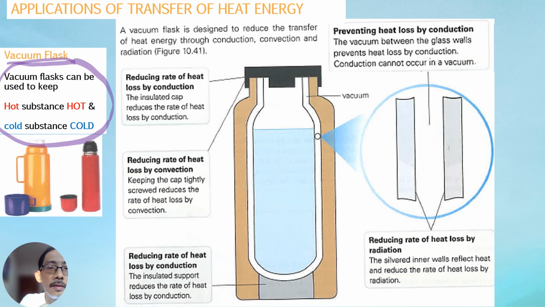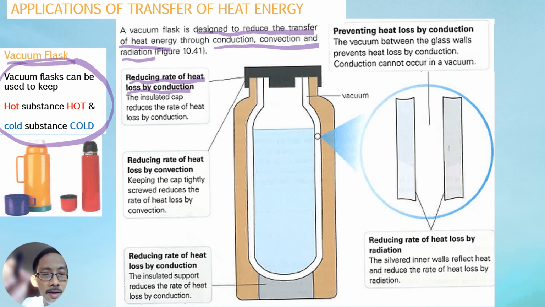Like I said earlier, right at the top here, a thermal or vacuum flask is designed to reduce heat transfer using all three methods: conduction, convection, and radiation. So this must be a very good design by the person who first came up with it. Let's run through the 5 points here, how it does it. First point, reducing the rate of heat loss by conduction. What is this part here? It's an insulated cap.